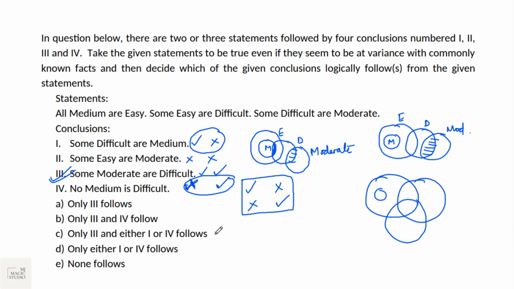So the best option which should be chosen here is option C, which says 3 is followed in both, and out of either 1 and 4, if one is followed in one, the other one is followed in another. Option C is the best pick.